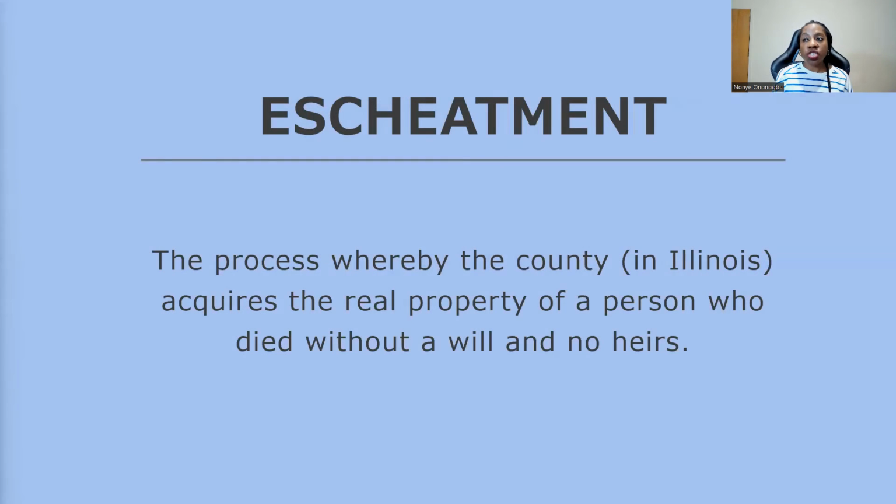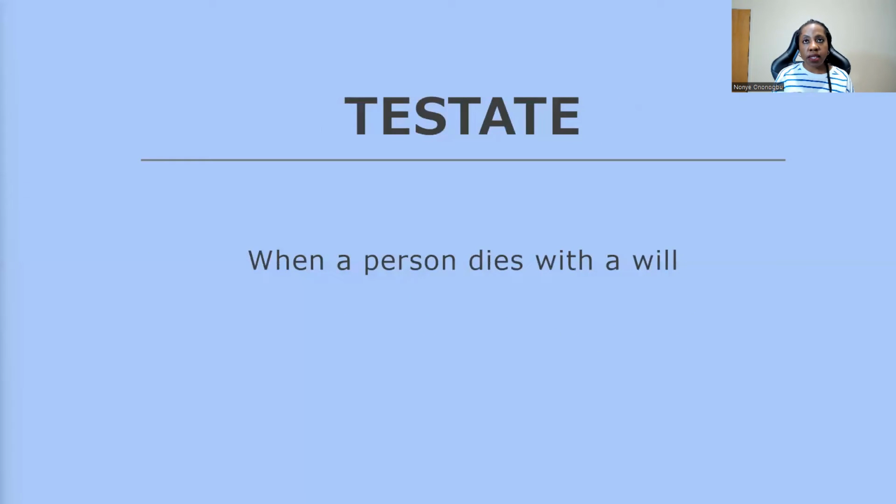Escheatment or escheat. So escheat is the process whereby the county acquires ownership of real estate. In Illinois it is the county. So the county acquires ownership of real estate when a person dies and they don't have a will and they have no heirs. So no will, no heirs, the property escheats to the county where it is located. Testate. This is when a person dies with a will. So you could get a question where they say a person passed testate or a person died testate. That means a person died with a will.